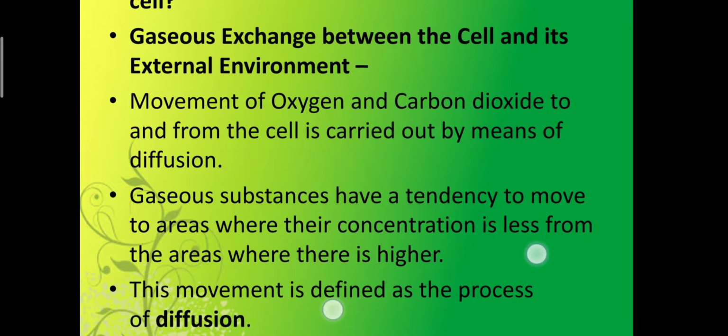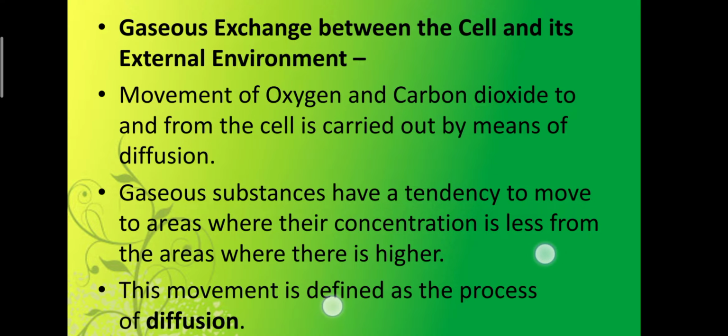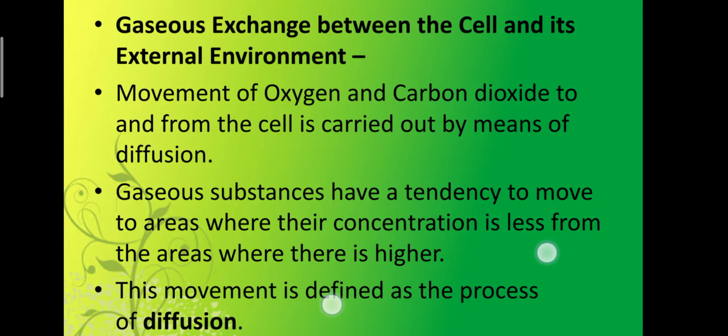How do substances move in and out of a cell? Substances move through gaseous exchange between the cell and its environment. We know that we inhale oxygen and exhale carbon dioxide. This movement of carbon dioxide and oxygen is carried out by means of diffusion. That is, a gaseous substance has the tendency to move from the area where the concentration is higher to the area where the concentration is less.